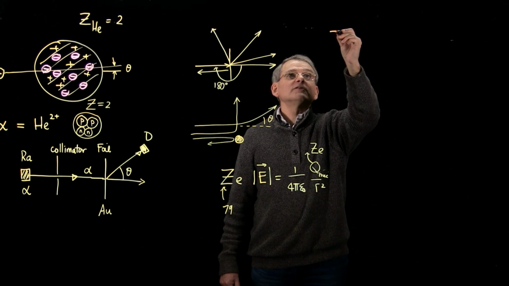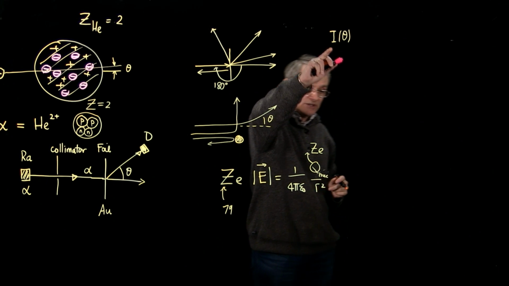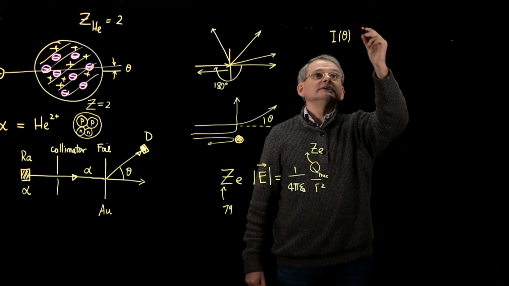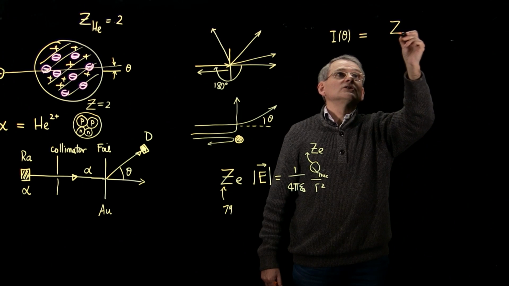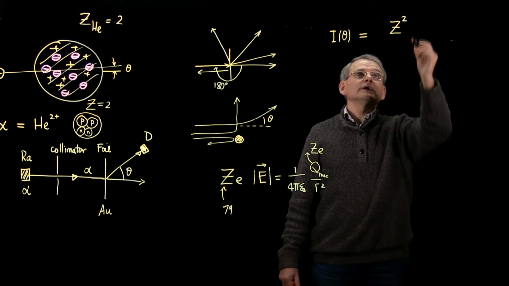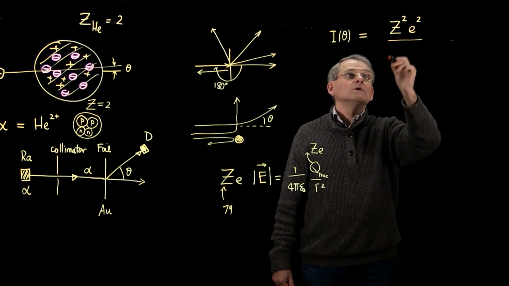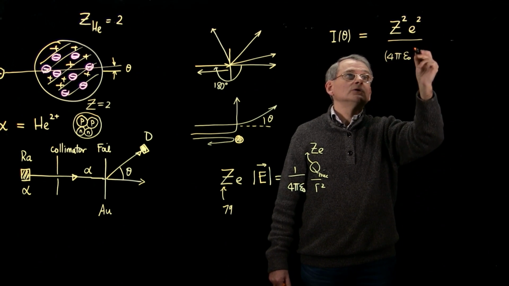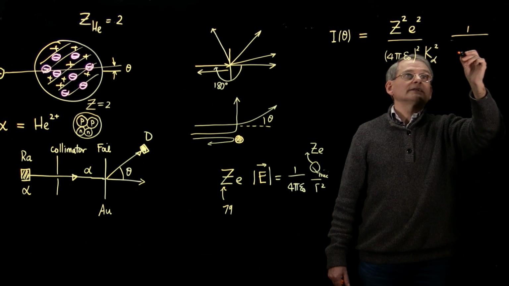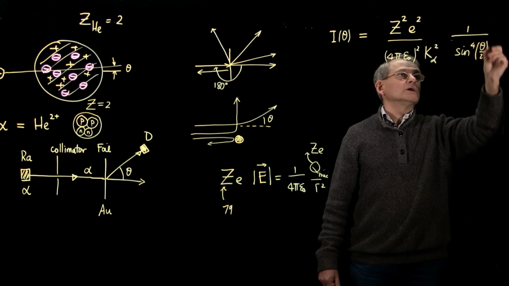And he found that the number of particles that you'd predict to be scattered through some angle theta, the intensity, which is strictly speaking the number of alpha particles per second per unit area, was equal to the atomic number of the element squared, times e squared on 4 pi epsilon naught, all squared, times the kinetic energy of the alpha particle squared, times this factor here, 1 on sine to the 4th power of the scattered angle on 2.